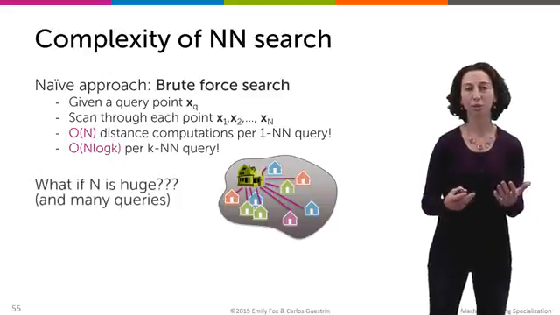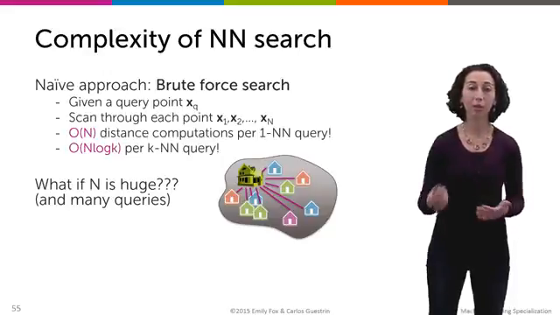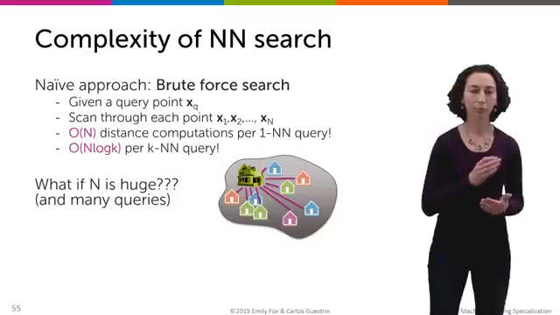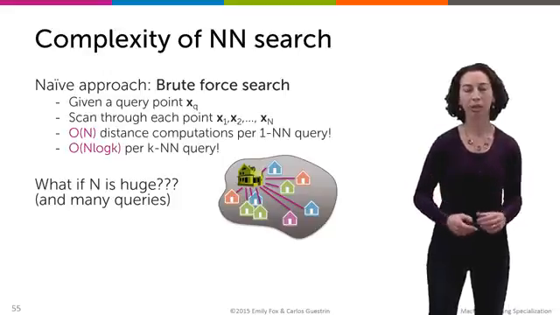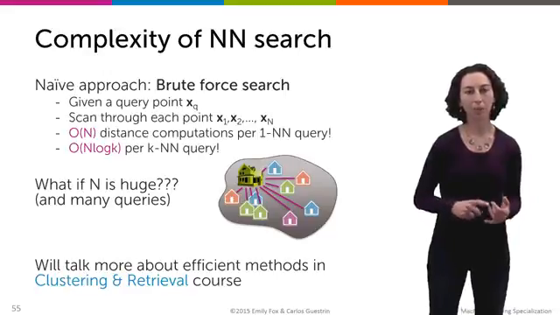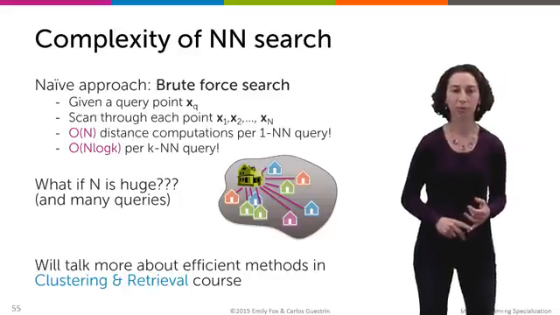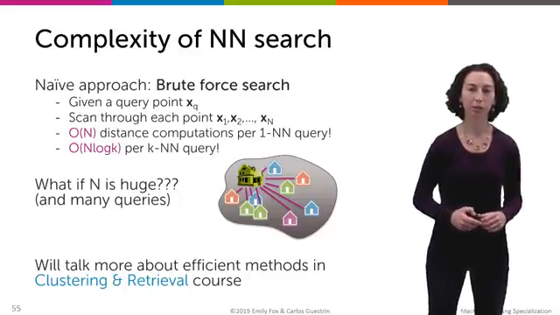But what if n is huge? Because this is the situation where we've said these k-nearest neighbor approaches work so well. Well, that can be really intensive to do, especially if you have to do many queries. So if you want to predict the values at many points in your input space, this can be a really intensive procedure. So instead, we're going to talk about more efficient methods for doing this type of nearest neighbor search in our clustering and retrieval course later in this specialization.